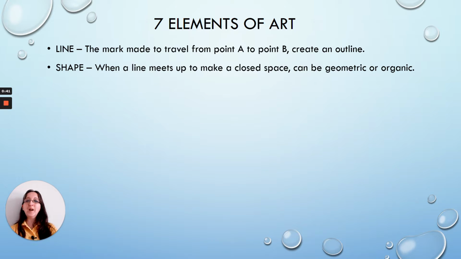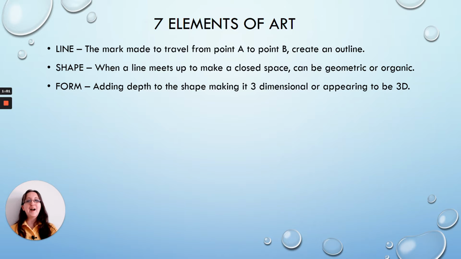Shape, when a line meets up to make a closed space, it can be geometric or organic. Organic just means not a regular shape. Shape can also relate to composition, the placement of where things are in the picture. Form, adding depth to the shape, making it three-dimensional or appearing to be three-dimensional. So that could be an actual sculpture or model, or a drawing that looks like it's coming off the page.